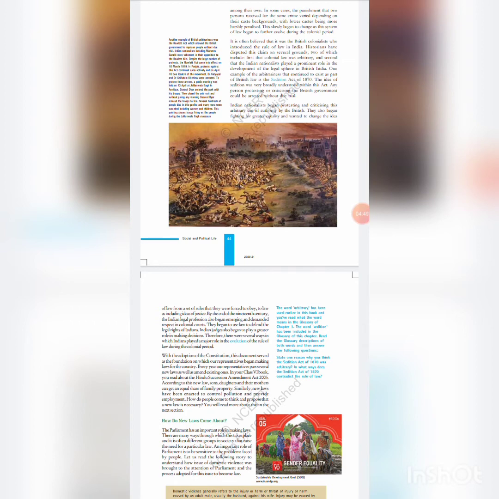Judges began to play a greater role in decision making with the adoption of the Constitution. Laws for the country began to be made by the representatives. Every year, representatives pass new laws as well as revise the existing ones. For example, the Hindu Succession Amendment Act 2005. According to this law, sons, daughters, and their mother can get an equal share of family property.